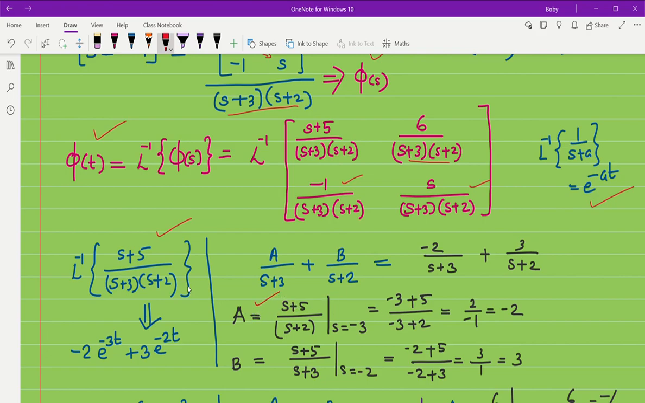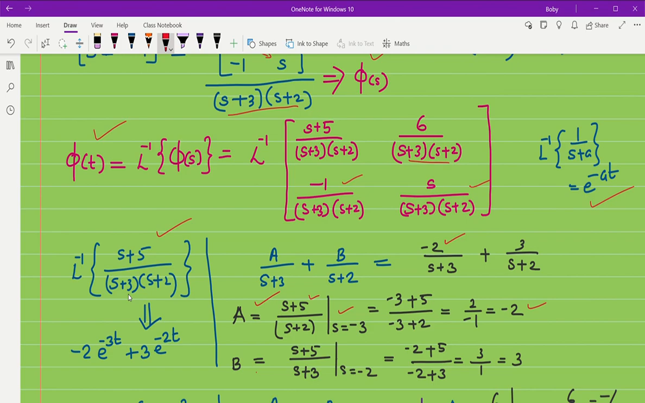To find the value of A, the denominator S plus 3 cancels out. So what's left is the numerator S plus 5 divided by S plus 2, and we put S equal to minus 3 here. Minus 3 plus 5 over minus 3 plus 2 is equal to 2 by minus 1, which is equal to minus 2. So A is equal to minus 2. B is equal to what?